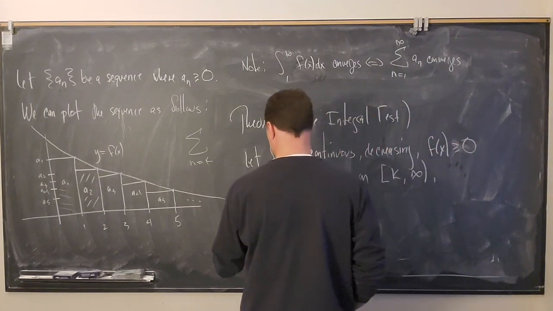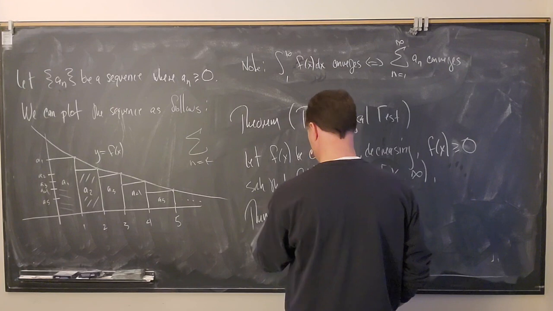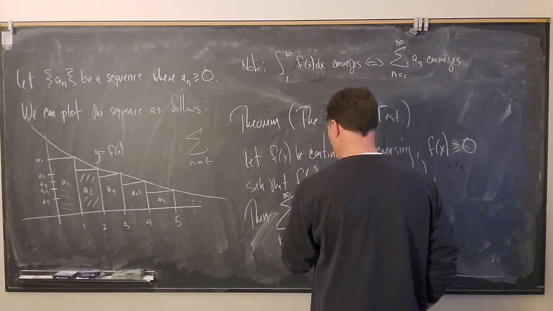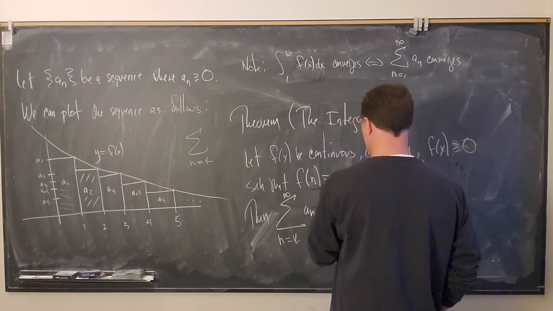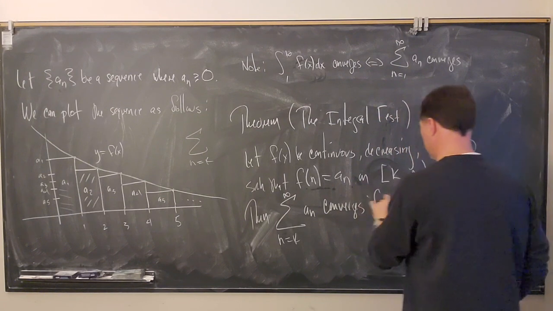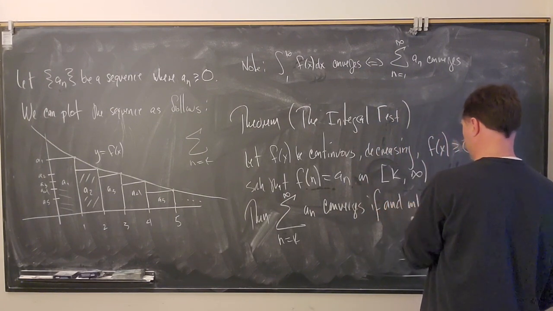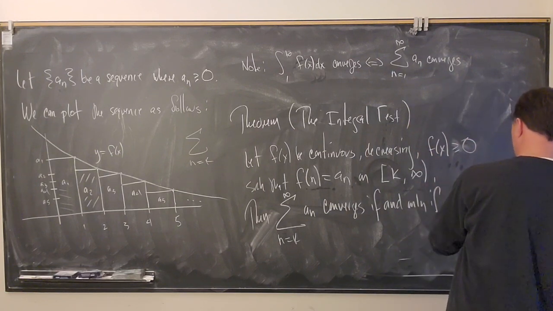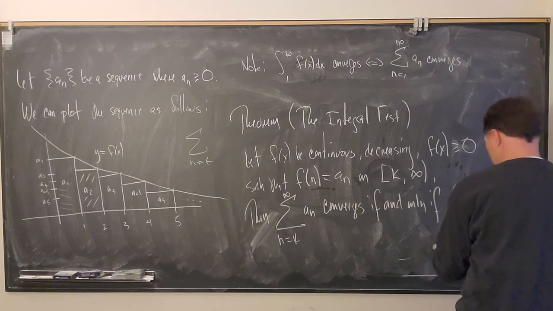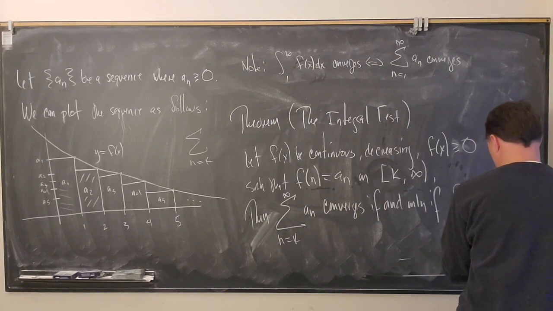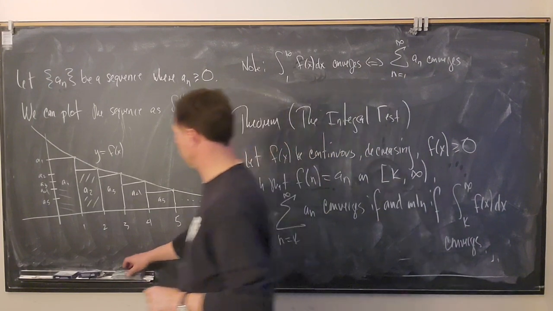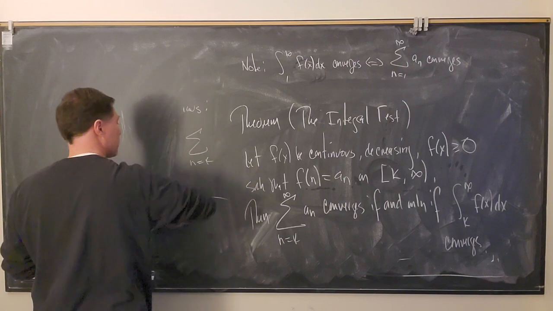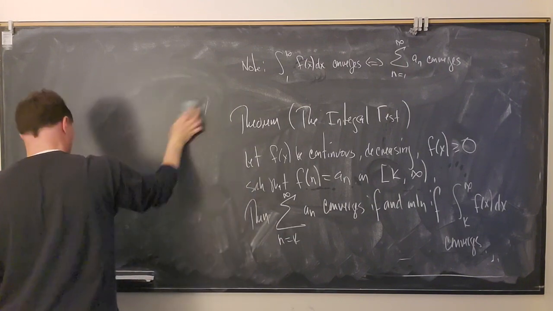Then, the series sum n equals k to infinity of a sub n converges if and only if the integral from k to infinity of f of x dx converges. So this allows us to use the theory of improper integrals to study convergence and divergence of infinite series.